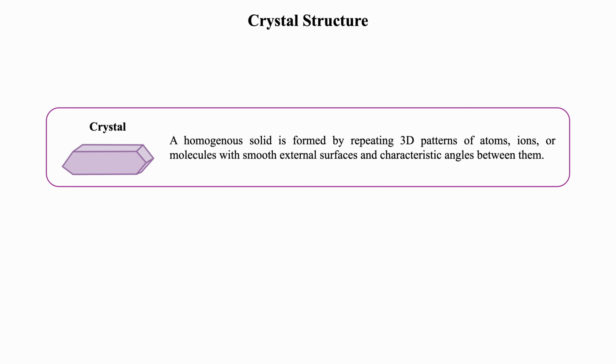So let's start with the concept of a crystal. A crystal is a homogeneous solid where atoms, ions, or molecules are arranged in a repeating three-dimensional pattern. This regular arrangement is what gives crystals their smooth surfaces and distinct geometric shapes, including specific angles between faces. Examples of crystals include common table salt and quartz, both of which display beautiful symmetrical shapes.